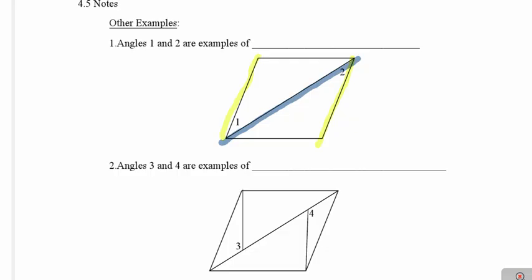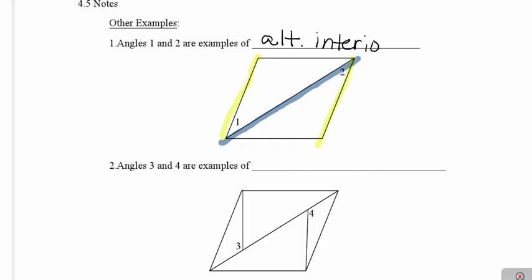So now, based on this, what type of angles would angles 1 and 2 be? Well, let's see, they're inside, they're on the interior of the yellow lines, and they're on opposite sides of the transversal. So now I can easily see that angles 1 and 2 are examples of alternate interior angles.